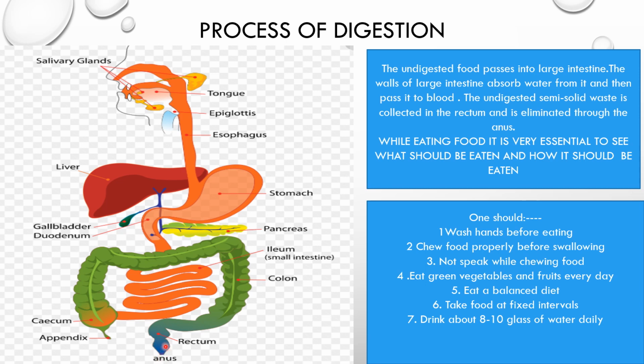While eating food, it is very essential to see what should be eaten and how it should be eaten. One should always wash hands before eating, chew food properly before swallowing, not speak while chewing food, eat green vegetables and fruits every day, eat a balanced diet, take food at fixed intervals, and drink about 8 to 10 glasses of water daily. That's all.